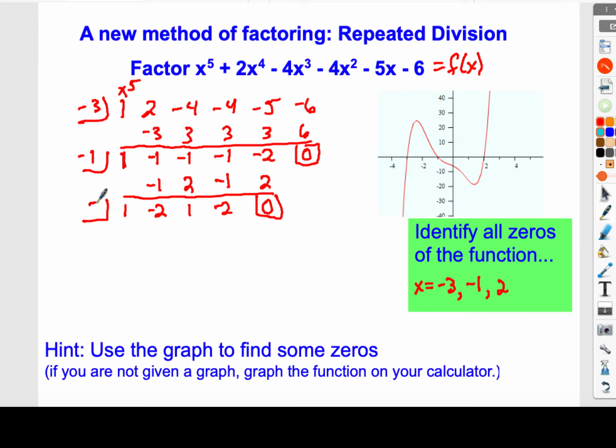So let's try that with our last one here. We think, anyway, that 2 is another zero. So let's do it one more time. I'm going to drop down that 1. Multiplied by 2 is 2, add. Again, multiplied by 2, and multiplied by 2 is going to add to 0. So again, all 3 of those definitely worked out. They were definitely zeros of my function.